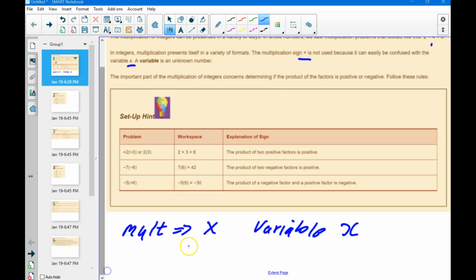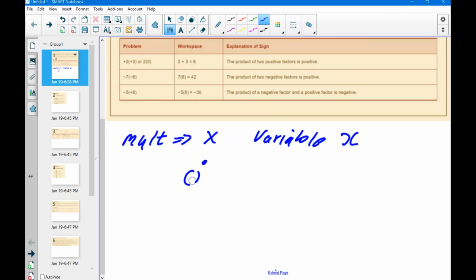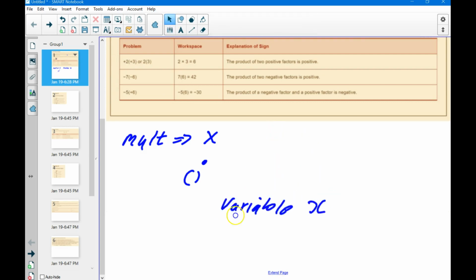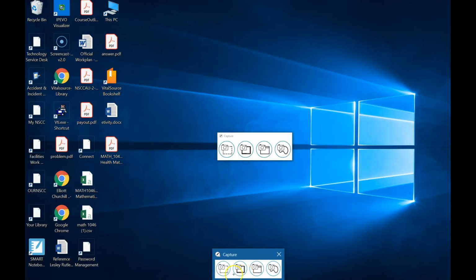Also, multiplication can be shown as just simply a dot, or it can be shown as brackets. Let's have a closer look at that, because there are many different ways of doing it. So it can be written like this.